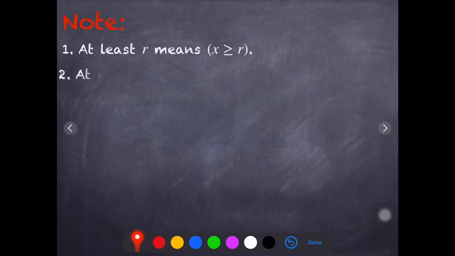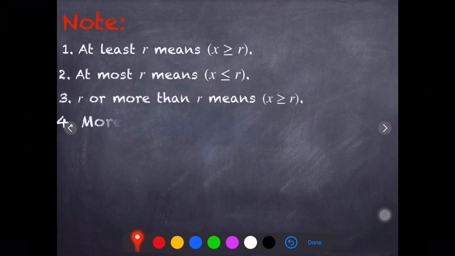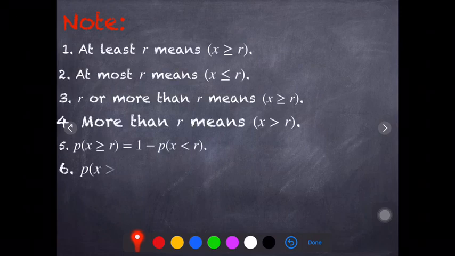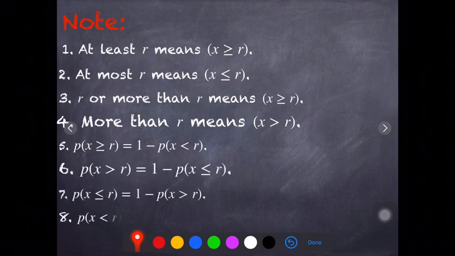Now before going to solve the problems, we must know some important points. Here the words and notations are very important. Whenever you find "at least r", where r is any real number, you must take x is greater than or equal to r.